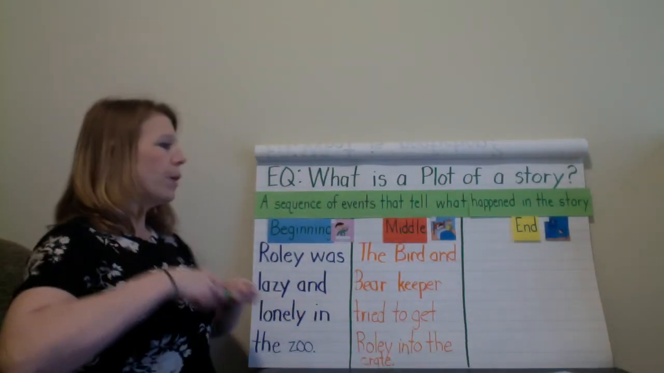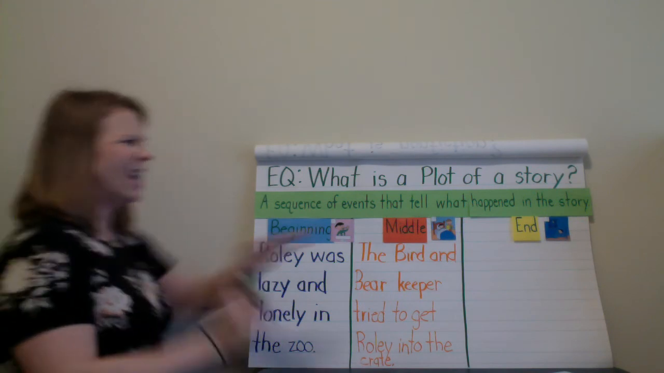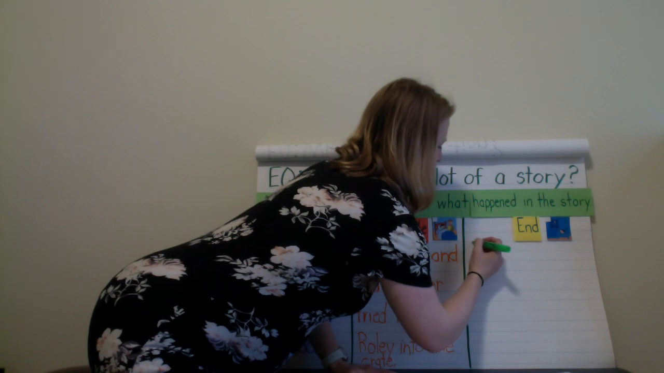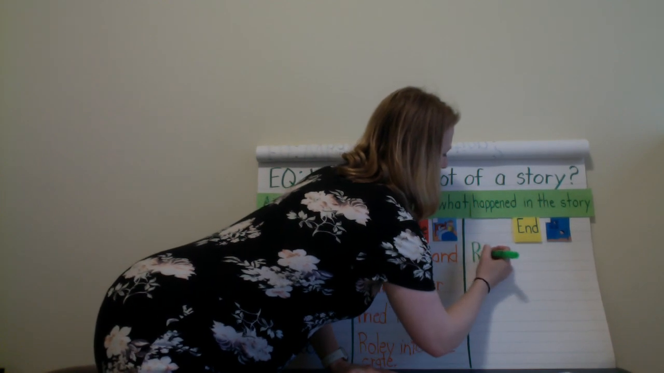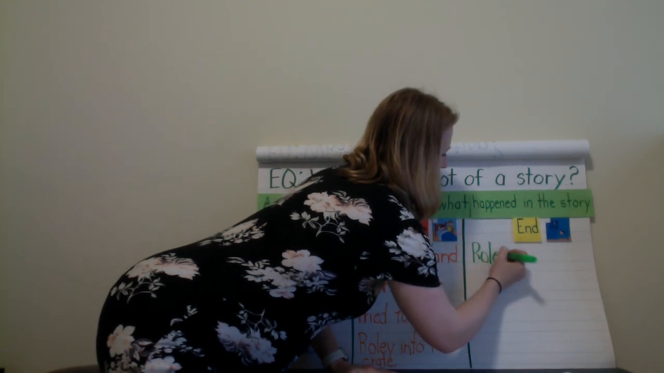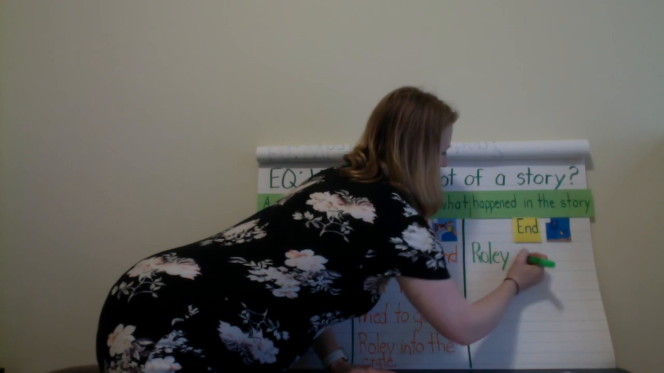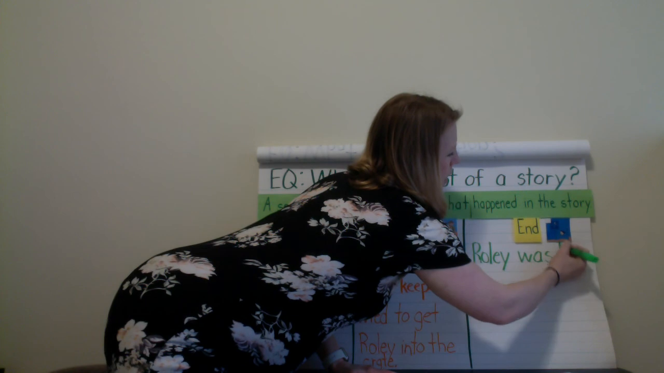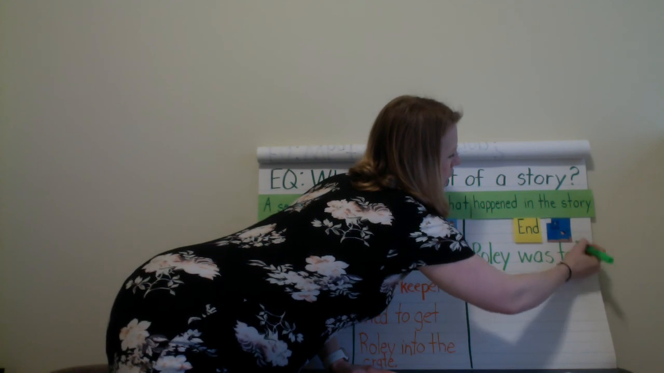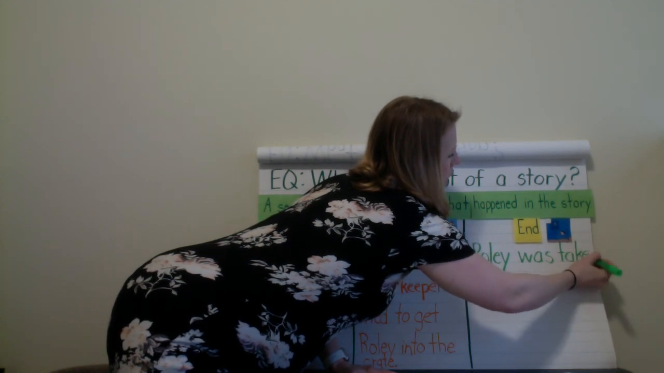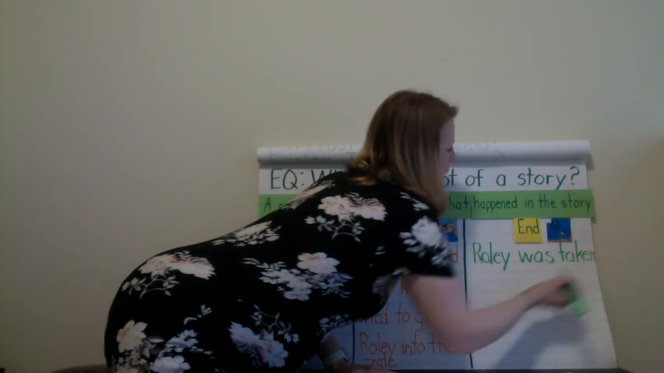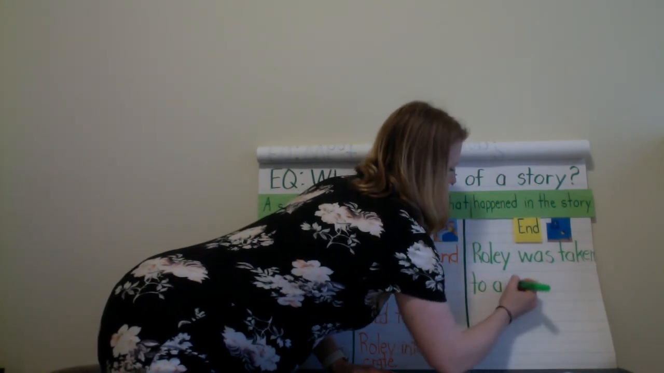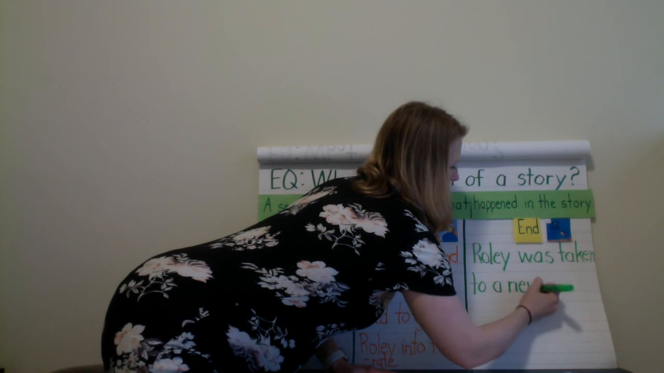So I'm going to use green because yellow is kind of hard to see. So we're going to say that Rolly was taken, notice how I'm still trying to stay in the lines, to a new zoo.